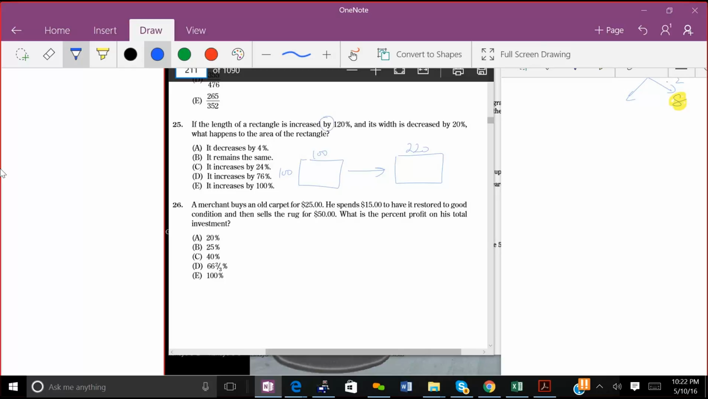Okay, and this 100 decreased by 20, so this is 80. So if you multiply, this is 10000 and this is 17600. At this point, I don't want my students to do any more math. They should look at this and see that it's 76%. Save a lot of time. Make sense? Yeah. Great.